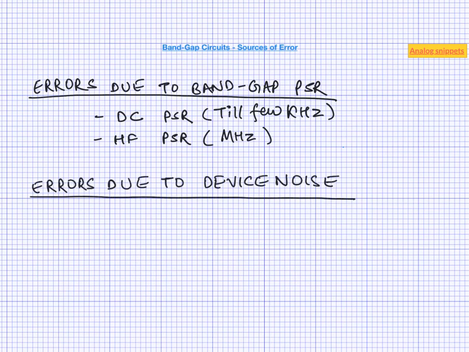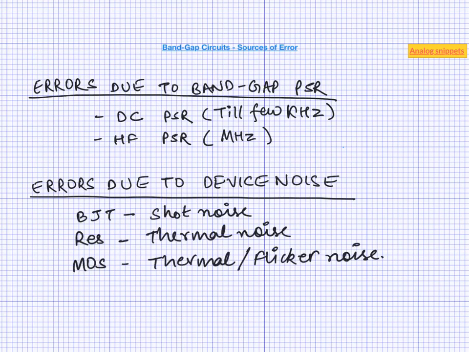Device noise is another source of error in the bandgap output voltage. There are different types of noise mechanisms at work in the different devices. For example, BJTs primarily generate shot noise, resistors generate thermal noise, and MOS generate thermal and flicker noise. In some process technologies, RTN noise can be a significant source of error. In a fairly typical design, the sigma of integrated noise can be a few hundred microvolts. I will cover noise in some more detail in a future video.